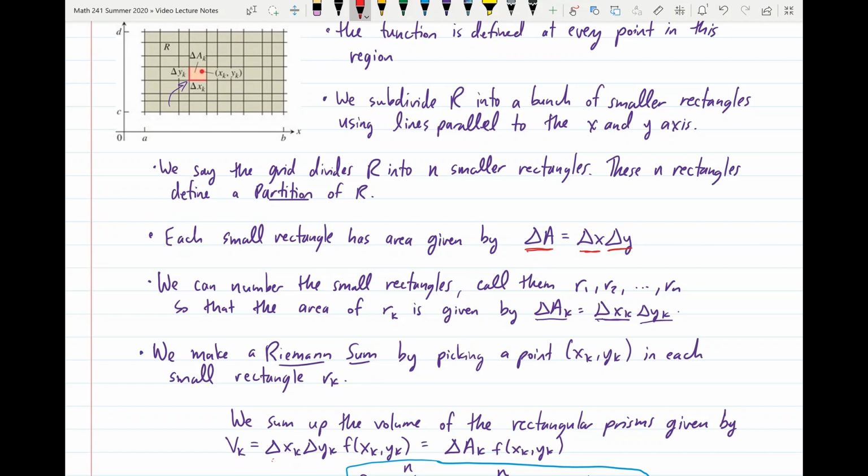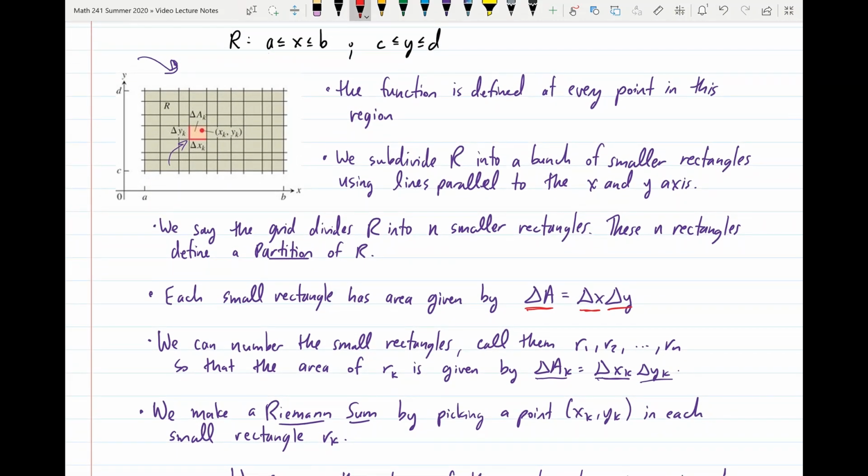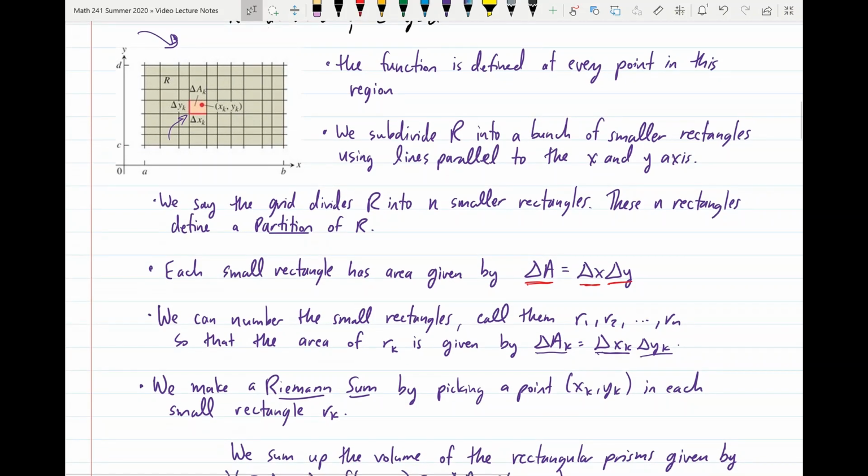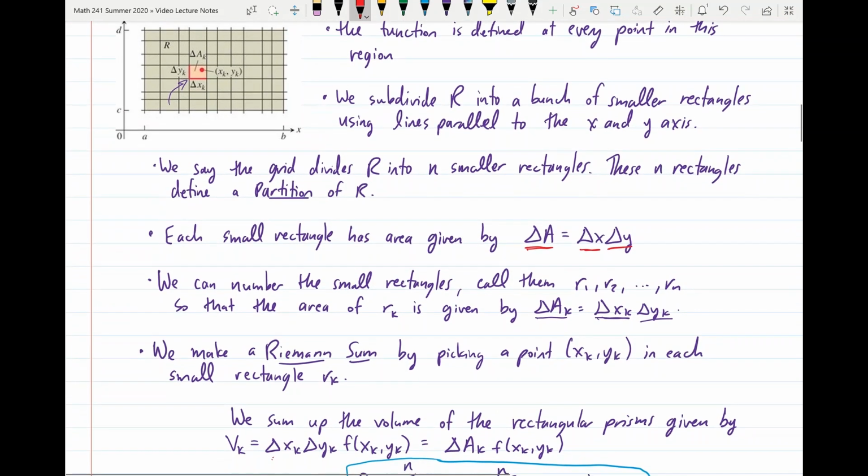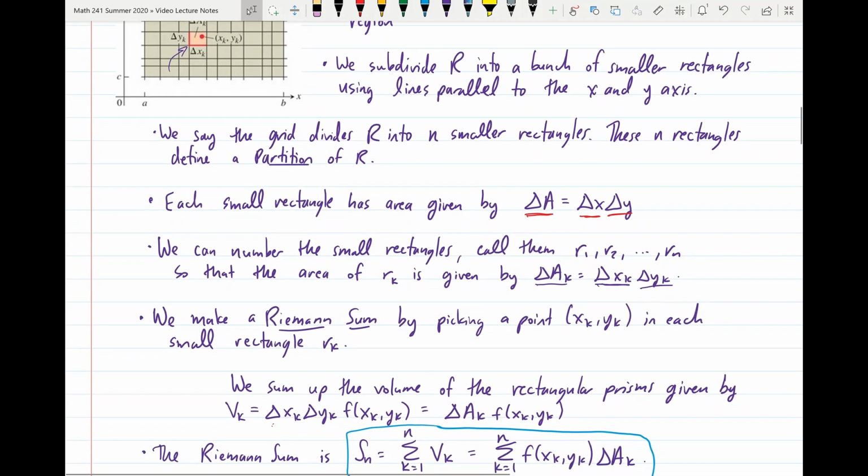So again, if you look back up to our region here, you can see I already have an arrow pointing to that special rectangle. You can see that delta x gives the width of that rectangle and delta y gives the height of that rectangle. And we define delta A to be the width times the height. So delta A gives the area of each of these small rectangles.